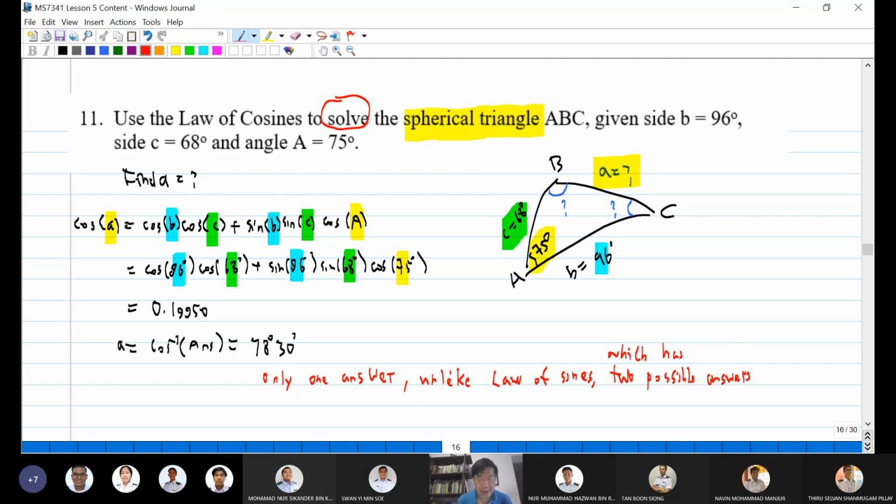Unlike this one, you only get one answer. If you make a mistake here, it is the only answer. Unlike the law of sine, which has two possible answers, right? So this one I found side A already, so you can fill in side A here. Side A is 78 degrees 30 minutes.